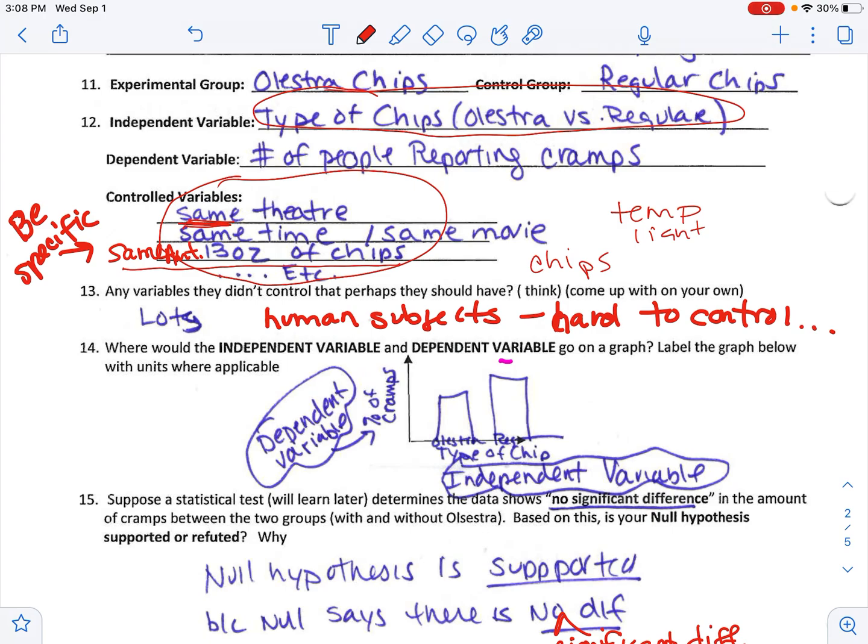Be very specific in a lab when you're telling me about the things you're controlling. Tell me how you're controlling them, not just that they're going to have the same amount of chips. Say they're all going to have 13 ounces of chips. Okay.